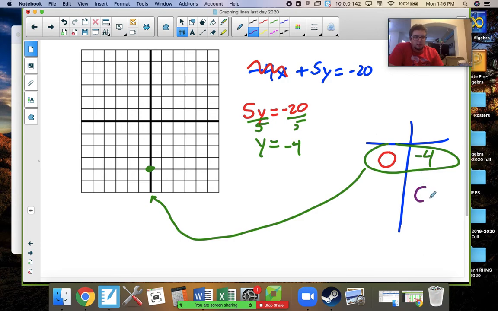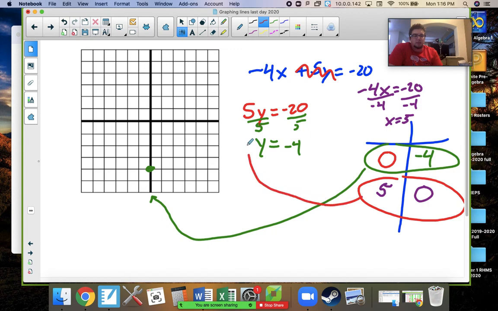I plug 0 in for y. That gets us the exact opposite side of this, so it gets -4x equals -20. We divide by -4, x equals 5. That point is our x-intercept. It's going to land somewhere on this line. 5, 0 is right there. Connect the dots, and we're done.